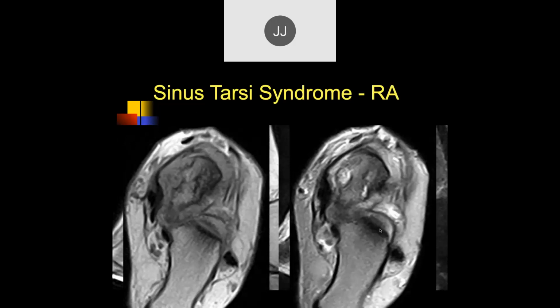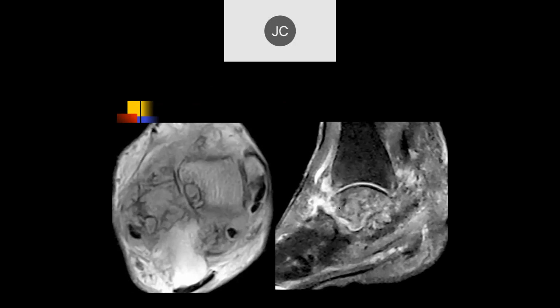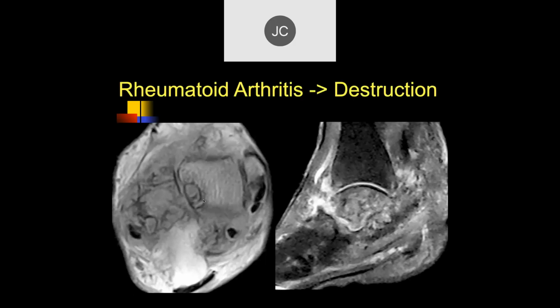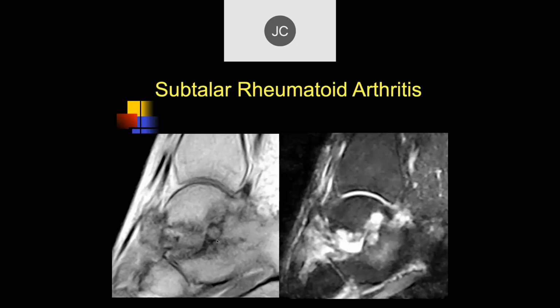There's another case. In severe situations, you can go on to marked instability and marked destructive disease, and this is more end-stage rheumatoid arthritis. Look how unstable it is here. Here's the calcaneus, there's the talus. So you have chronic dislocation. Again, with a lot of destruction of bone and ligaments, you can get marked instability in rheumatoid arthritis. Hopefully we won't be seeing this. Another example of the severe destructive disease, especially in these weight-bearing joints, of the subtalar joint with rheumatoid arthritis.